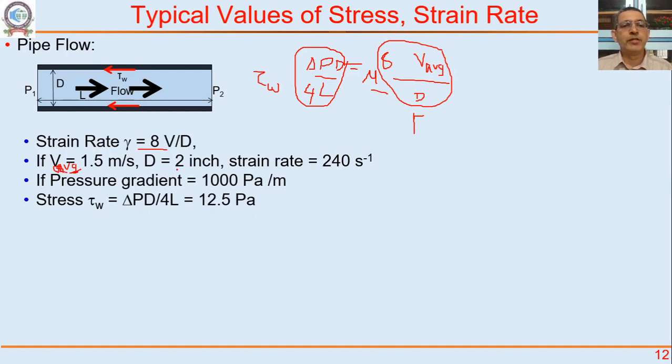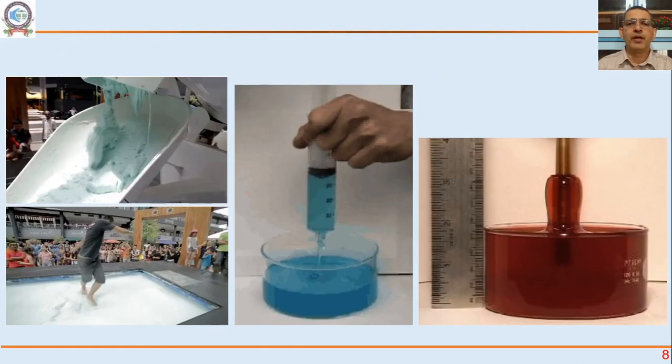If diameter is 2 inches, then 8 v by d strain rate would be 240 per second. That's the typical magnitude of the strain rate in a pipe having this much velocity and this much diameter. If pressure gradient is 1000 Pascal per meter, stress would be delta P d by 4L, that would be 12.5 Pascal. That's the value of stress. So in your stress strain behavior, that's where we are.